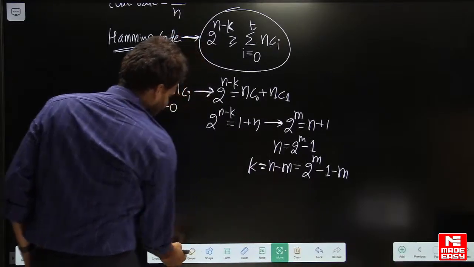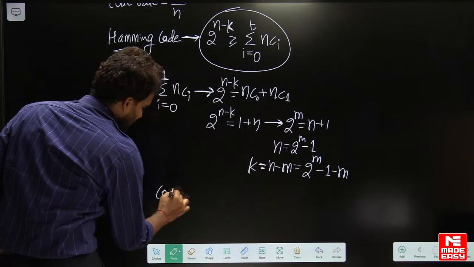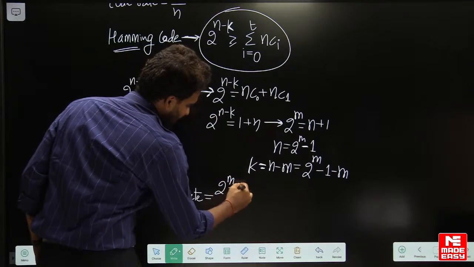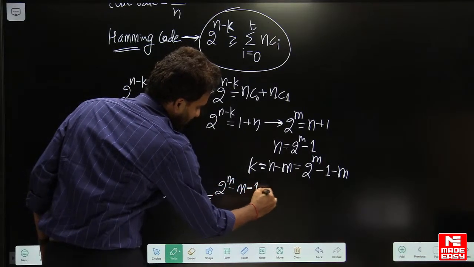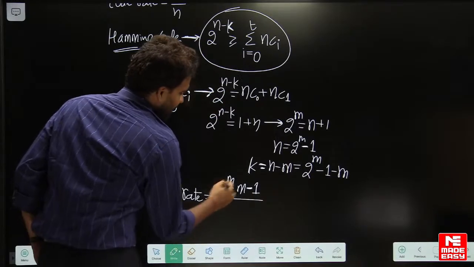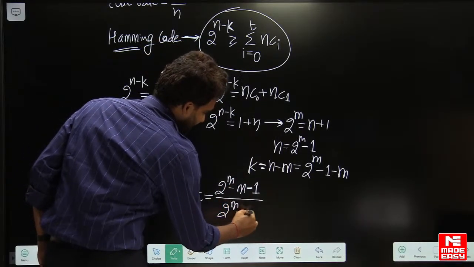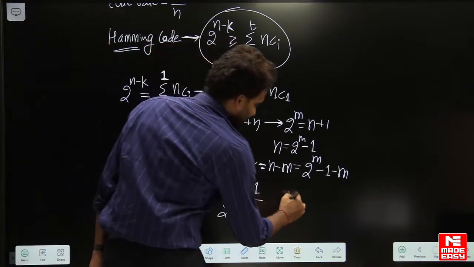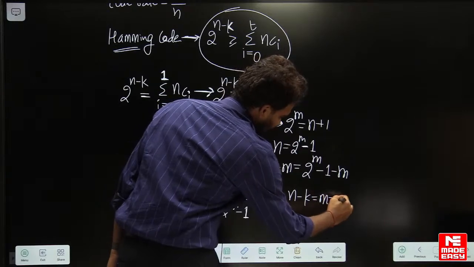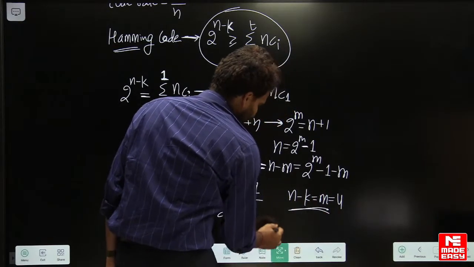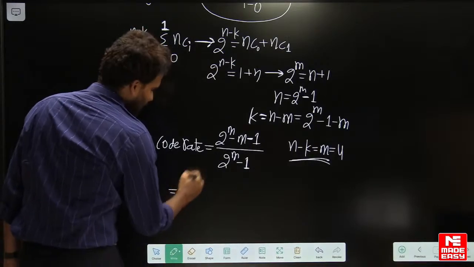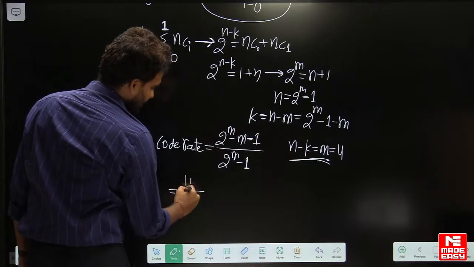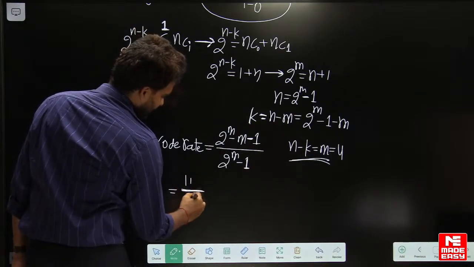So for Hamming code, the code rate will be equal to k by n. k is equal to 2 power m minus m minus 1, and n is equal to 2 power m minus 1. The number of parity bits, n minus k, that is m, is given as 4 in the question. If you substitute 4 in place of m, 16 minus 5 is 11, and 16 minus 1 is 15, so it is 11 by 15.